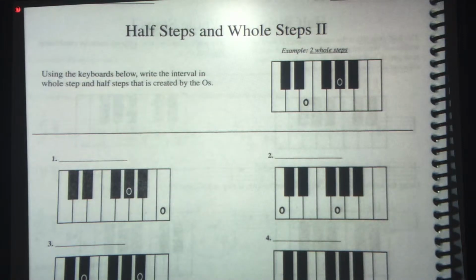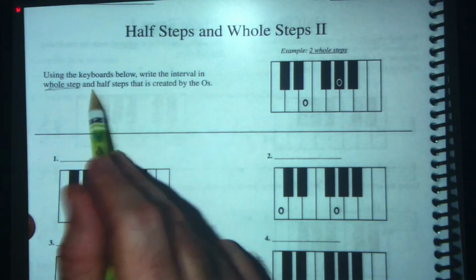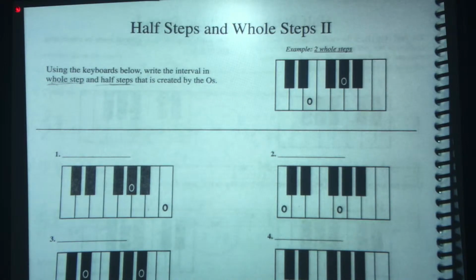Okay, this is half steps and whole steps, part 2, page 20 in your theory book. Using the keyboards below, write the interval in whole steps and half steps that is created by the O's. If you haven't done the previous part 1 on page 19, you need to do so or you're not going to know what this is.